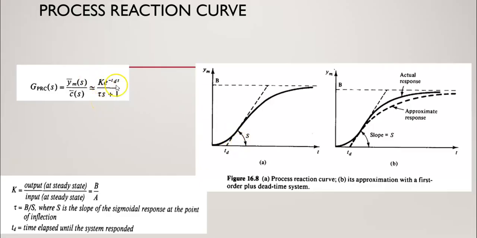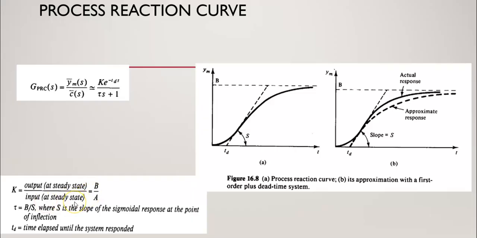Here there are three parameters involved. One is K, the other one is TD, and the last one is tau. What is K? K is the change in output divided by change in input, or we can say it is the gain, output divided by input. When you look at this figure, the output is represented with a B. At time tending to infinity, the response reaches this value, which is B. What is the input? We have given a step input having the magnitude A, so our input is A only. Therefore, from this we can calculate the K value.